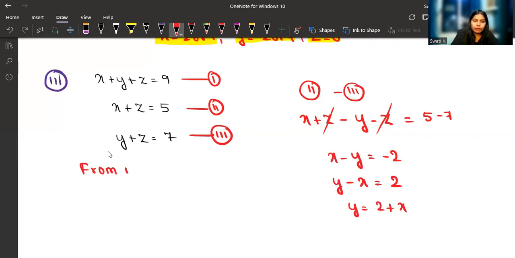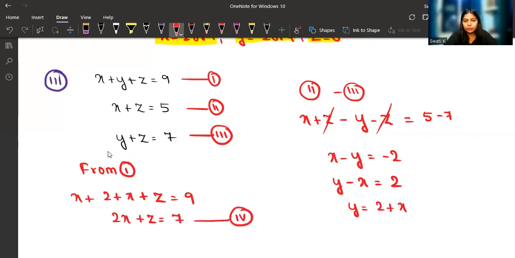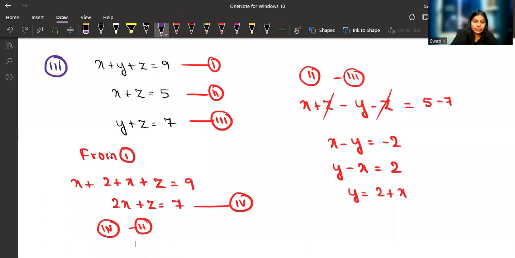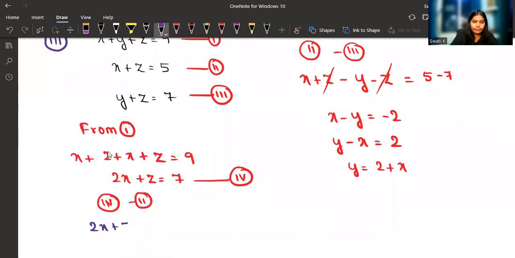So I can write down the first equation. From 1, in place of x I write x only, and in place of y I write 2 plus x. So this is 2 plus x plus x plus z equals 9. So this is actually x plus x is 2x plus z, and 9 minus 2 is 7. Let me call this equation 4. Now I have equation 4 and I have equation 2. If I subtract 4 minus 2, that means 2x plus z minus, in 2 we have x plus z, so if you remove the bracket, minus x minus z, and this is 7 minus 5, that is 2.